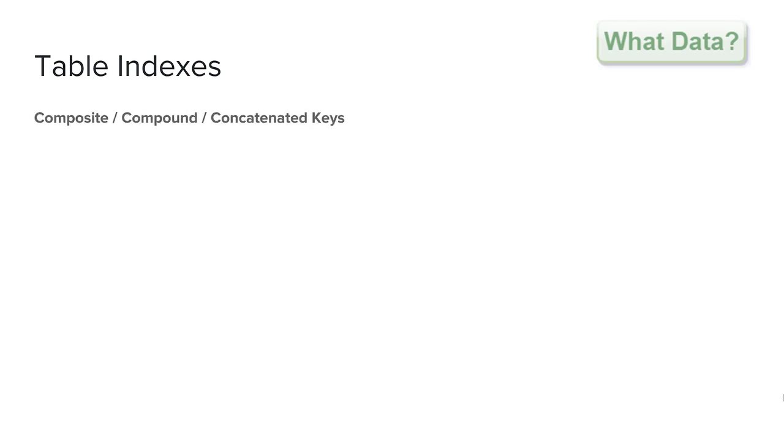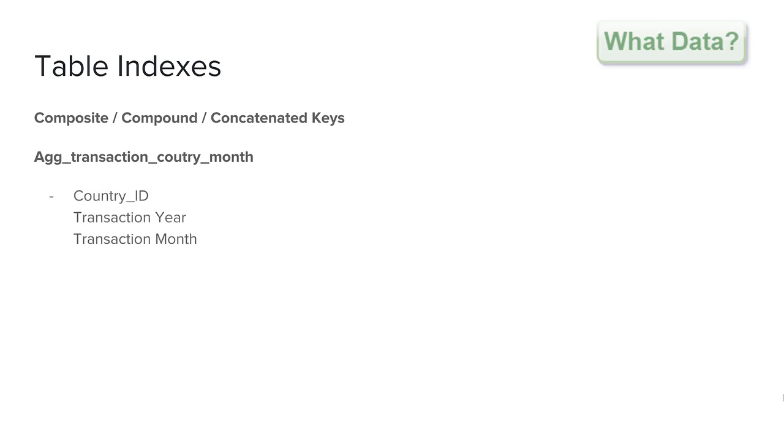Another example of a composite key might be within an aggregate table. For example, if we had a transaction summary table called Ag Transaction Country Month, which is a summary of transactions by country on a monthly basis, then we can make a composite or compound key by using the values of country ID and transaction, month and year. This also identifies for us the level of granularity in the table.